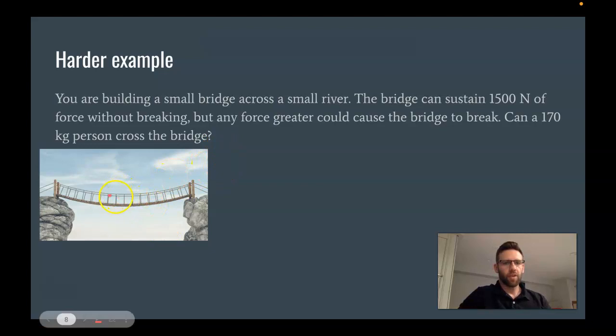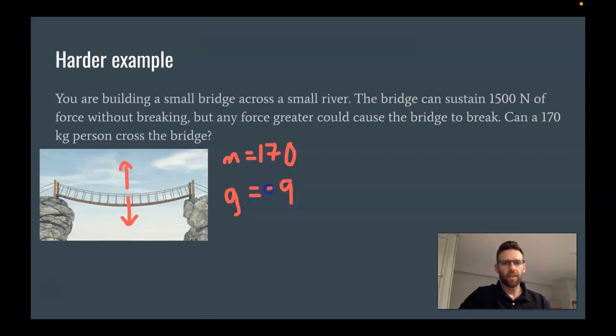We can think about a person walking on this bridge, and there's going to be their force of gravity, and then the bridge is kind of resisting their force of gravity. But we want to know if this force is too big for this bridge. All right, so we know that the mass is 170. And the key to this problem is remembering that the force of gravity comes down to the acceleration of gravity and mass. So we need to remember that the acceleration from gravity, it's a negative sign, negative 9.8.